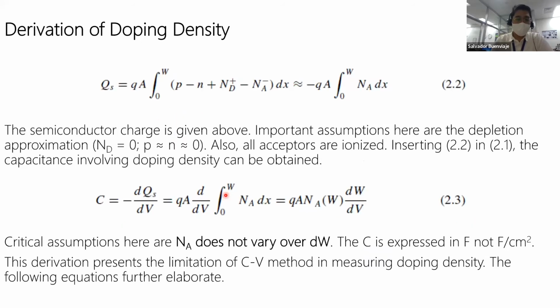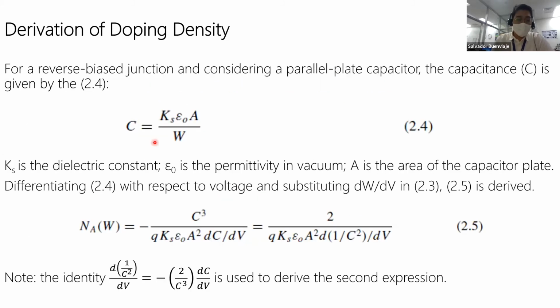So let's consider a reverse bias junction, similar to this previous derivation. Now let's consider the area factor. Given a parallel plate capacitor, the capacitance is given by this formula. Ks is the dielectric constant, epsilon naught is the permittivity in vacuum, and A is the area of the capacitor plate.